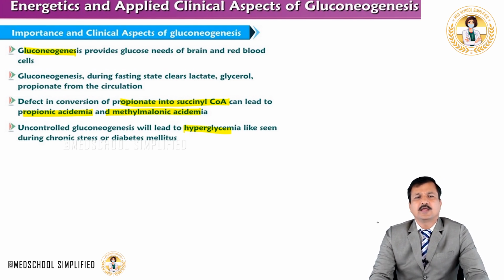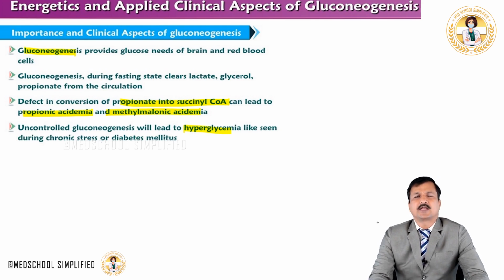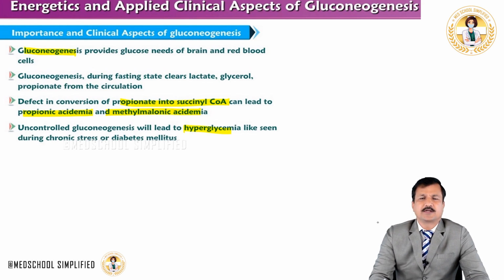That's why uncontrolled gluconeogenesis is not a good thing and it has to be controlled. One of the causes of diabetes mellitus, especially type 2 diabetes mellitus, can be an uncontrolled gluconeogenesis process, giving rise to excess blood glucose, leading to hyperglycemia.